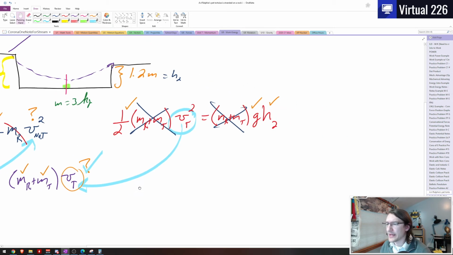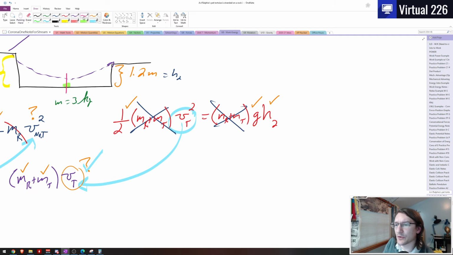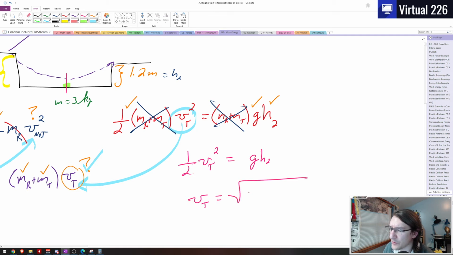So let's do this. If we go over here and we analyze this equation, we're going to have 1/2 times vt squared, which is what we're looking for, equals g times h2. Plugging in numbers here, we see that vt is going to be the square root of 2 times g, which is 9.8, times h, which is 1.2. We actually saw this exact same equation in some prior problems. This is also something that pops up in fluids for AP Physics 2. And when we do this, we find that this velocity here with the turtle is about 4.85 meters per second.